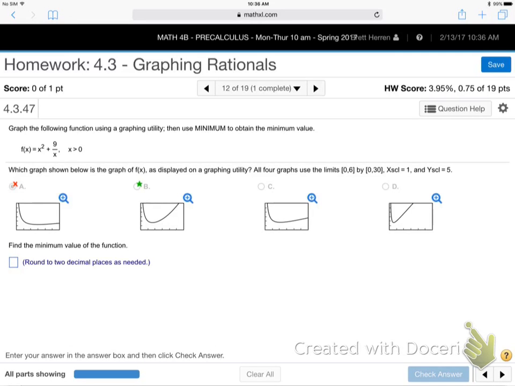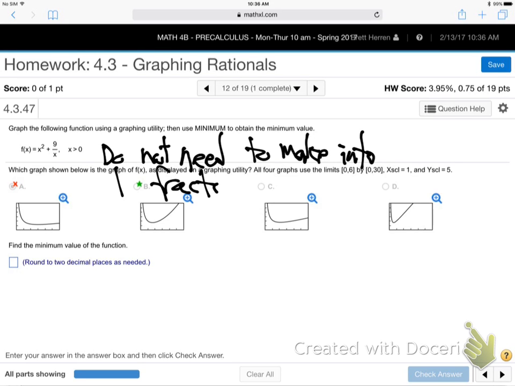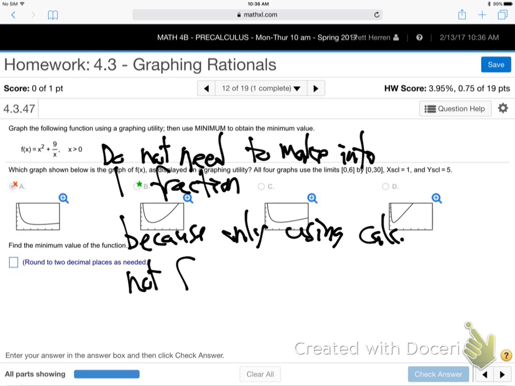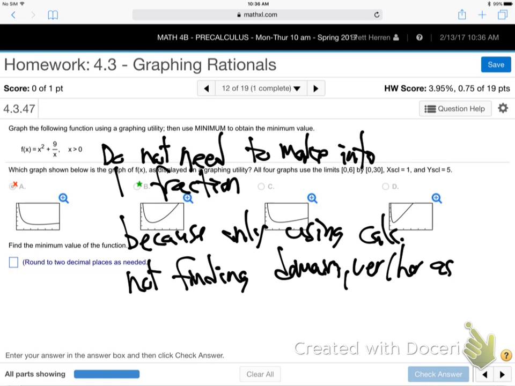Yeah, so on this one, just graph it on your calculator. Here's what I wanted to write for clarity: you do not need to make it into one fraction because we're only using the calculator. They're not asking us to find domain and vertical and horizontal asymptotes by hand. They're not asking us to do any of that stuff. So we don't really need to make it into one fraction. Just type it into your calculator and do the minimum thing on your calculator. That's all that's required. These will be quick for you.